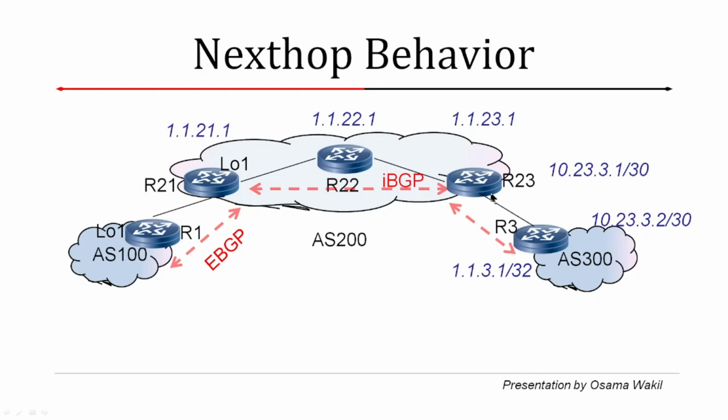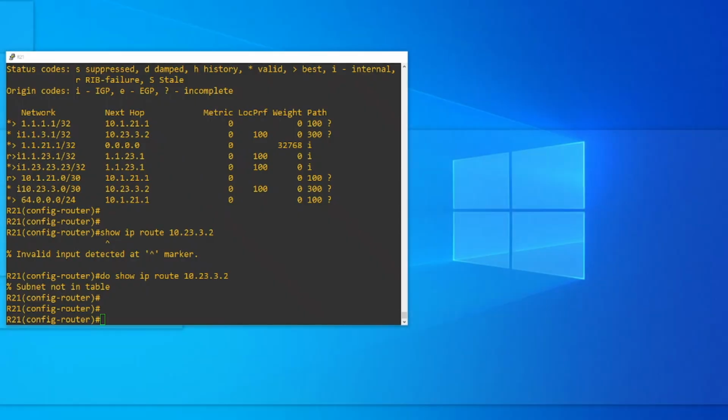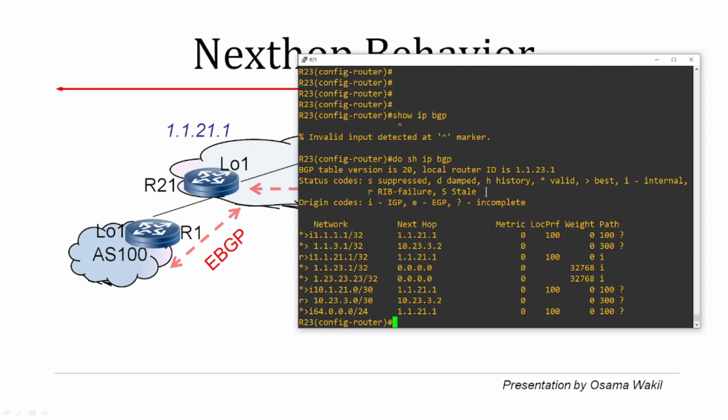We can redistribute this network, 10.23, which is external to AS200, and import it into AS200. But the better approach is that we go to R23 and tell it that whenever it advertises prefixes to its iBGP peers, it needs to say that in order to reach this network, use myself, that is, use the next-hop-self command. So let's go back to the R23 router.